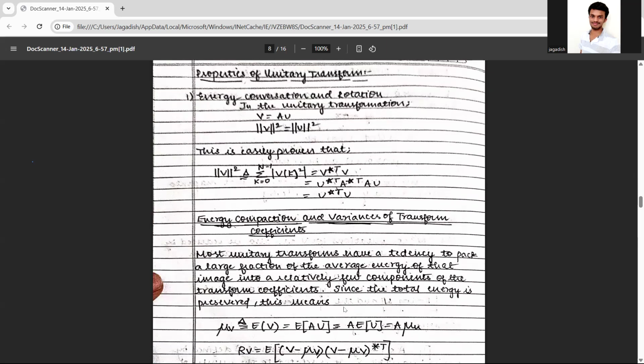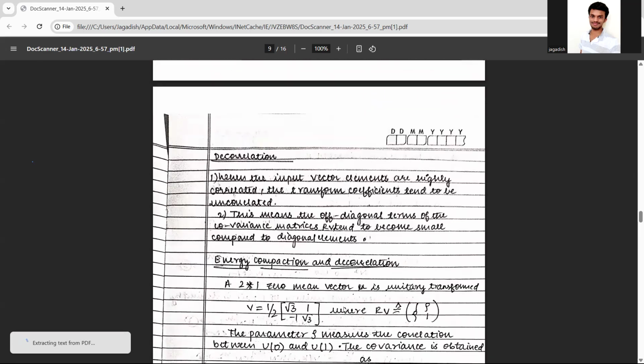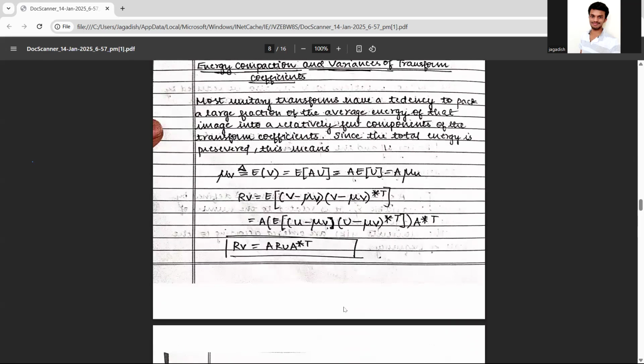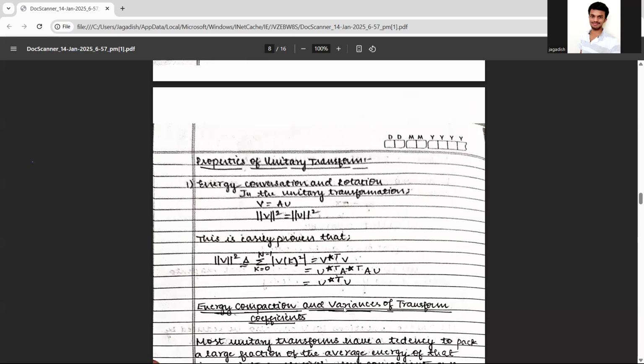The properties of unitary transforms are very much important. The first property is energy conservation and rotation. Whatever I have written in the notes, the same thing you are supposed to write. In the unitary transform, V is equal to AU. If I have written the double line whole square, it means the length of that. The length of V whole square is equal to the length of U whole square.